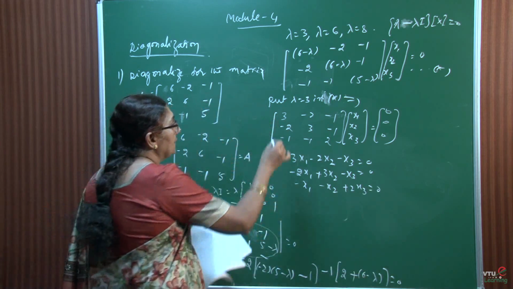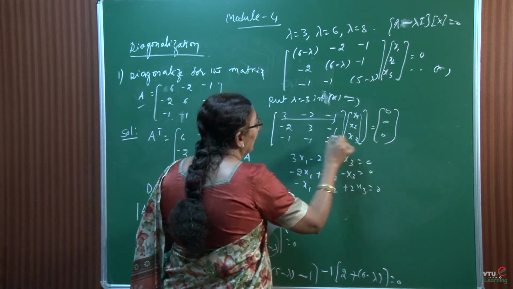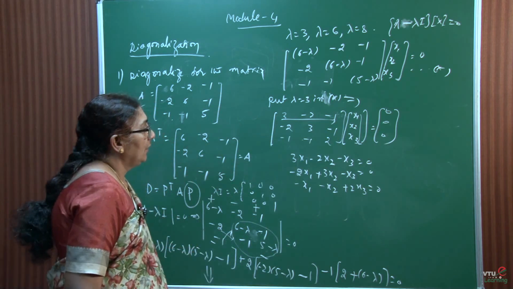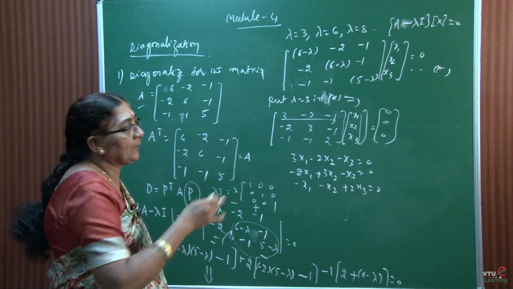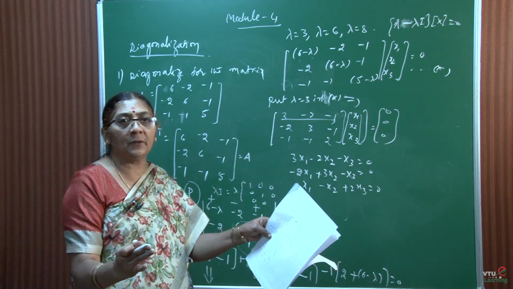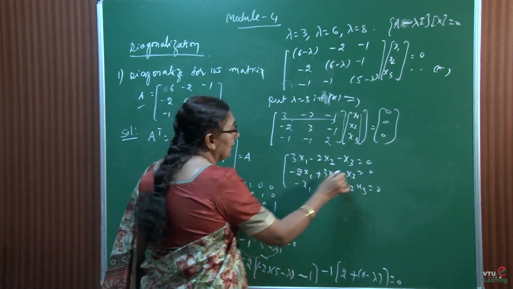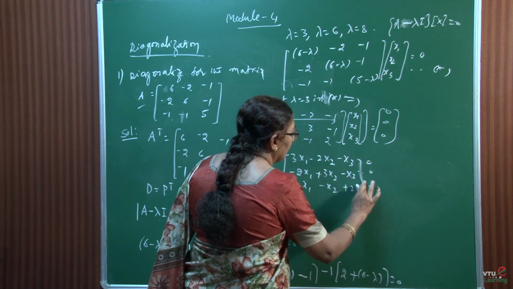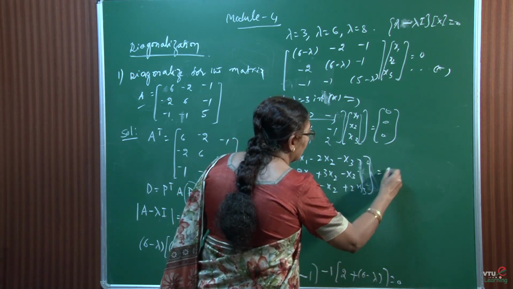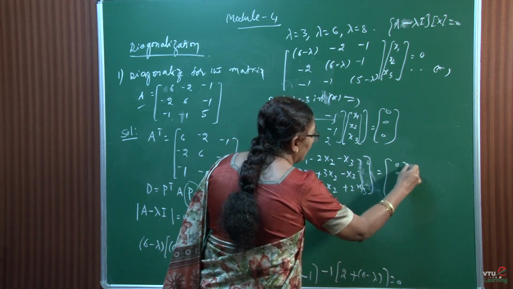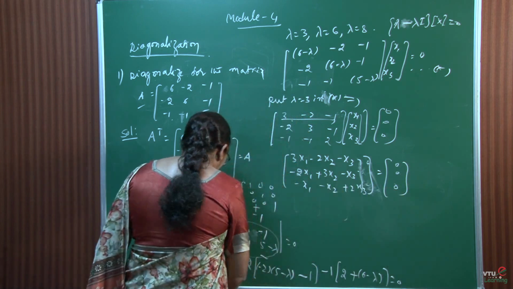I think everyone is clear. Multiply this, and we get a column matrix. Once we get a column matrix equal to the right-hand side, two matrices being equal means corresponding components are equal. After multiplication, we get it like that, equal to 0, 0, 0. Then equate, and we get what I have written on the board.